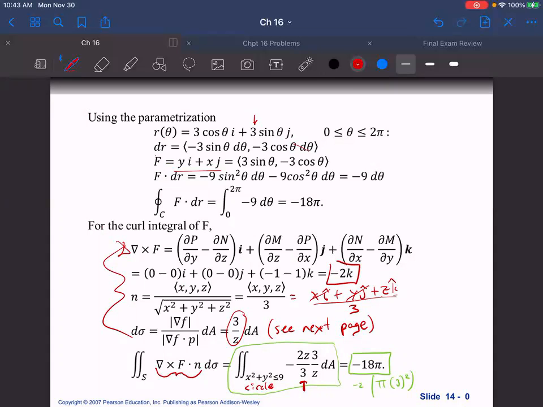You come down here, the cross product of these, we replace this with integrating around this circle. X squared plus y squared less than or equal to 9 is a circle. And so ultimately we're just going to find the area of that circle, because the z's are going to cancel out here and the 3's are going to cancel. So it's basically just negative 2 times the area of that circle. So it's negative 2 times pi times 3 squared, and there's your negative 18 pi. And so both answers gave us that negative 18 pi, and they were the same.